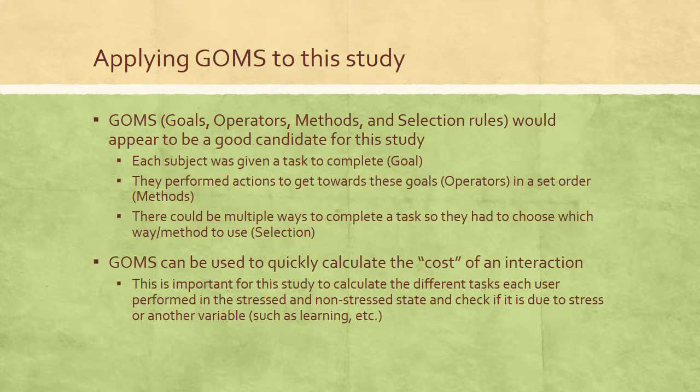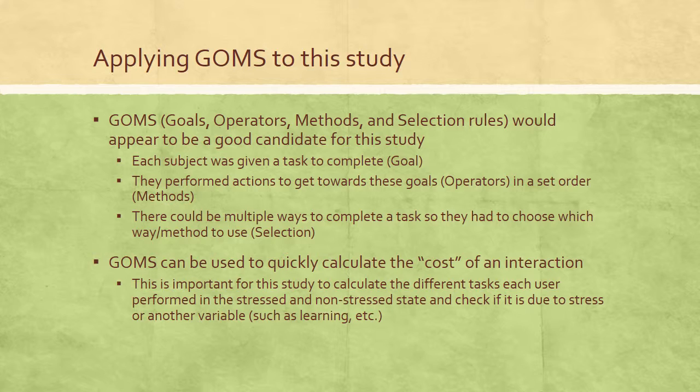So when considering this experiment, it sounds like a very good experiment that we could apply the GOMS model to, because GOMS is goals, operators, methods, and selection rules. Each subject was given a task, a goal. They performed actions to get to these goals, operators, in a set order, methods, and there could be multiple ways, so they had to select.